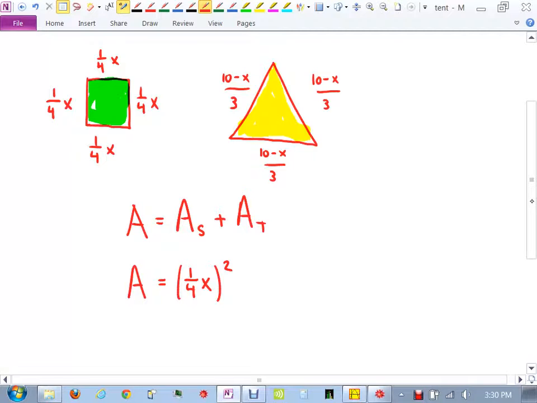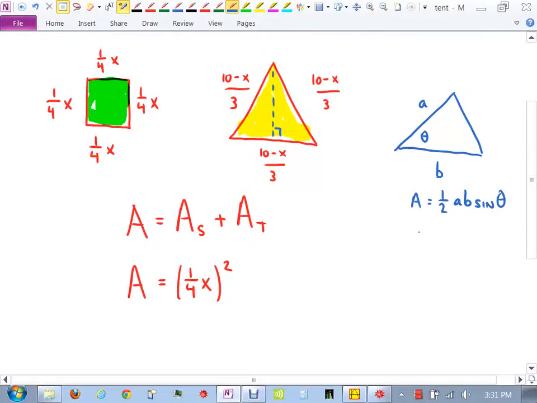How do you find the area of an equilateral triangle? Most people say, okay, if I could have the height, then I know the area of a triangle, but you're not given the height here. So the formula that I recommend you use is the one that I did refer to in class earlier this semester. It says that if you know two sides of a triangle and the angle between them, then the area of that is 1/2 AB sine theta.